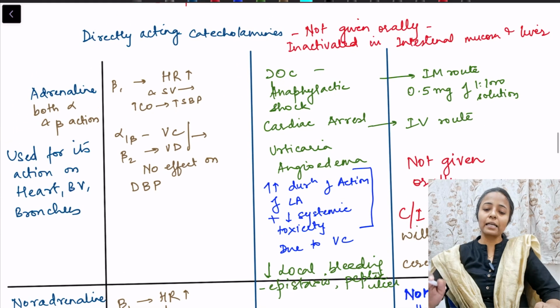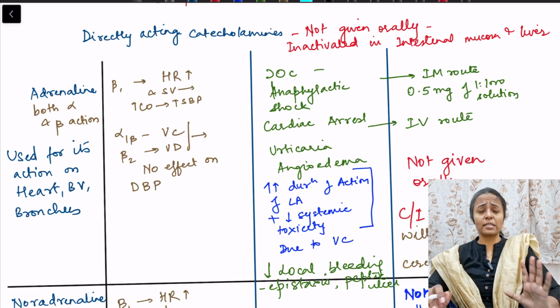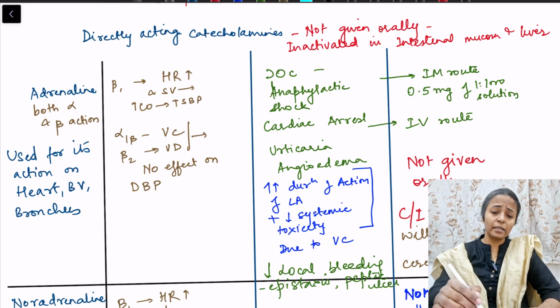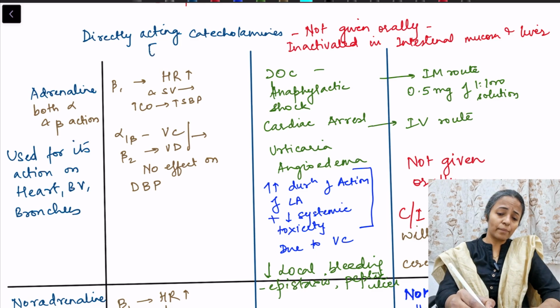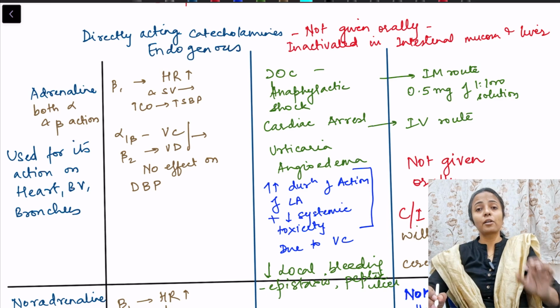First is directly acting catecholamines, in which we have the endogenous catecholamines. So these are basically the endogenous catecholamines. Okay, so first we are discussing that, and these endogenous catecholamines are not given orally, please remember, because these are inactivated in intestinal mucosa and liver because of the presence of the enzymes MAO and COMT. So they are never given orally. In endogenous catecholamines we have three drugs: adrenaline, noradrenaline, also known as norepinephrine, and dopamine.